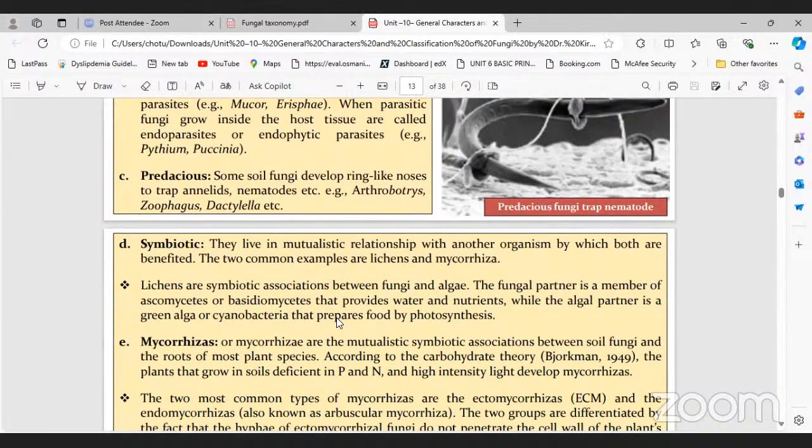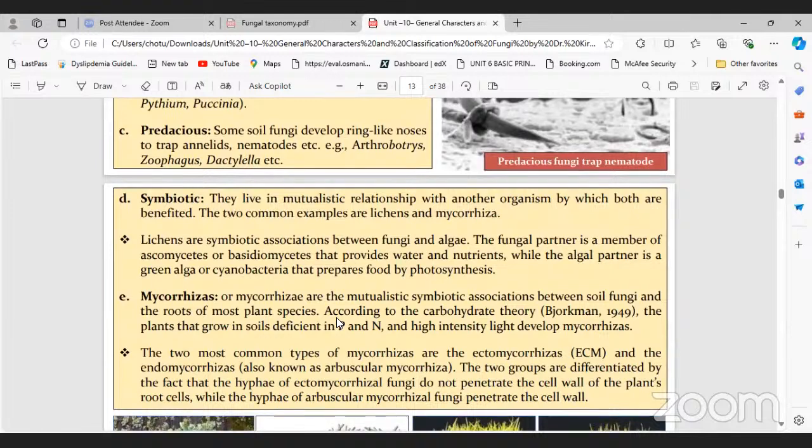Coming to the fourth one, symbiotic relationship. Fungi live in a mutualistic relationship with another organism by which both are benefited. The two common examples are mycorrhiza and lichens. Lichens are a symbiotic association between algae and fungi. The fungal partner is a member of Ascomycetes or Basidiomycetes. That provides water and nutrients, while the algal partner is a green alga or cyanobacteria.